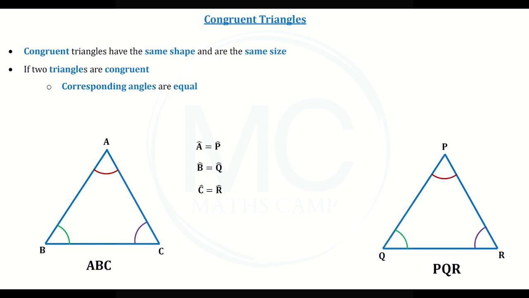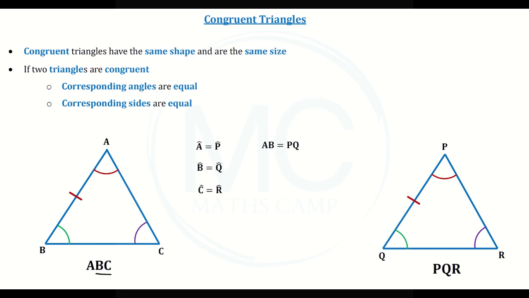But unlike similar triangles, if two triangles are congruent, then corresponding sides are equal as well. A and B are the first two letters in ABC. P and Q are the first two letters in PQR. So AB will be equal to the corresponding side PQ. Let's mark these sides in red.